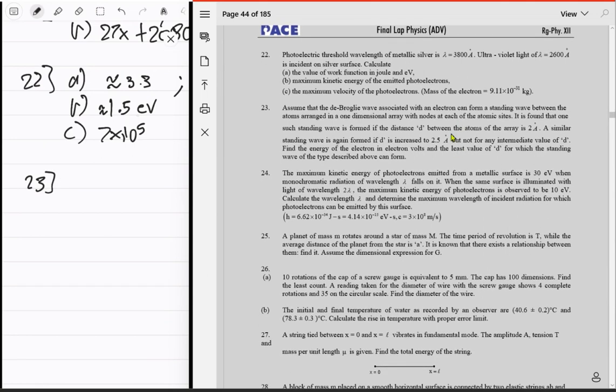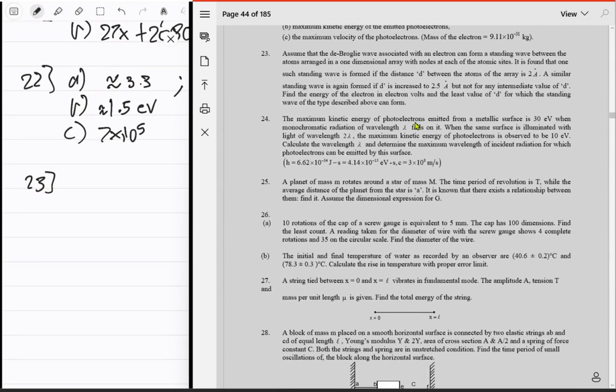Assume that the de Broglie wavelength associated with electron can form standing wave between the atoms arranged in one-dimensional array with nodes at each of the atomic sites. It is found that once a standing wave is formed if the distance d between atoms of array is 2 angstrom, a similar standing wave is again formed if d is increased to 2.5 angstroms, but not for any intermediate value of d. Find the energy of electron in electron volts and the least value of d for which the standing wave of the type described above can form.